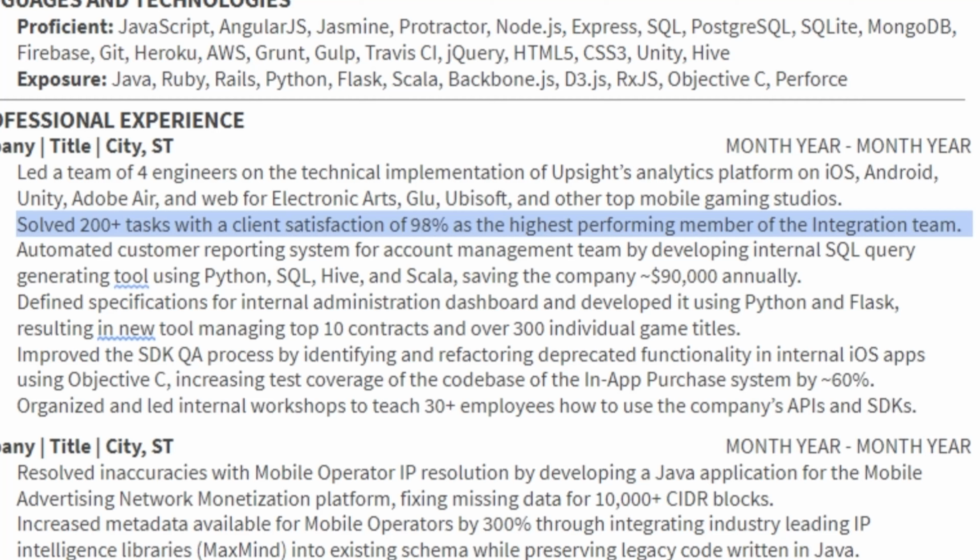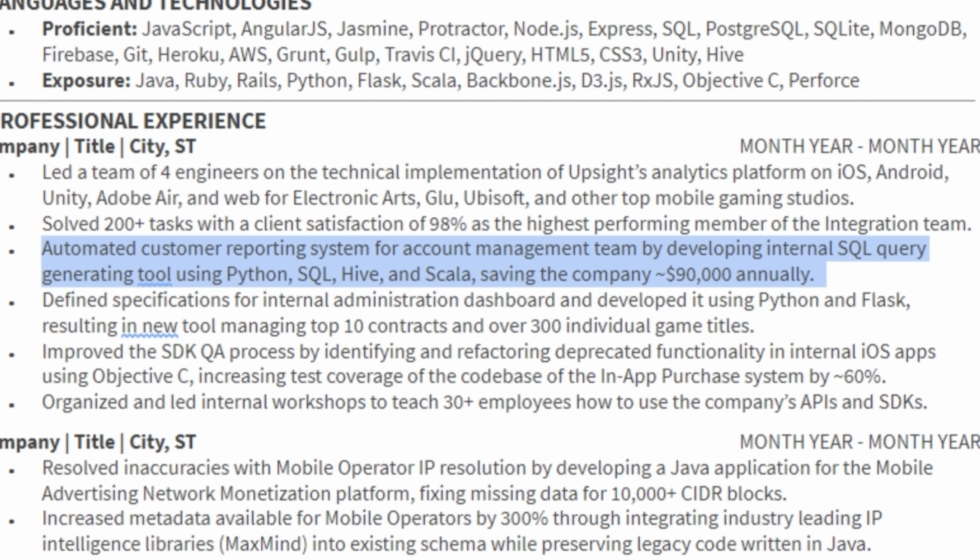So, I mean, let's even try to read it without the numbers. So we could say solved tasks with client satisfaction as the highest performing member of the integration team. And it's like, okay, that's cool, but it doesn't really show the actual work that you've done or what the impact of it was. Let's look at the third bullet point.